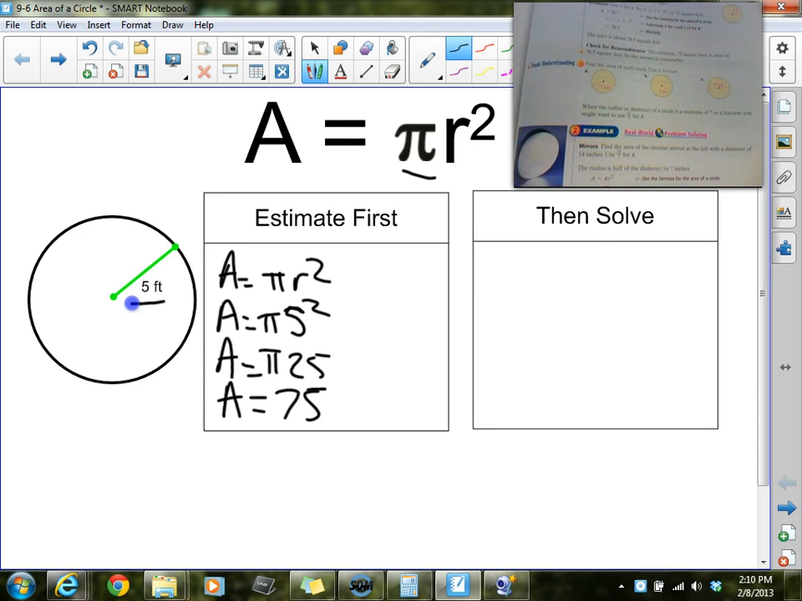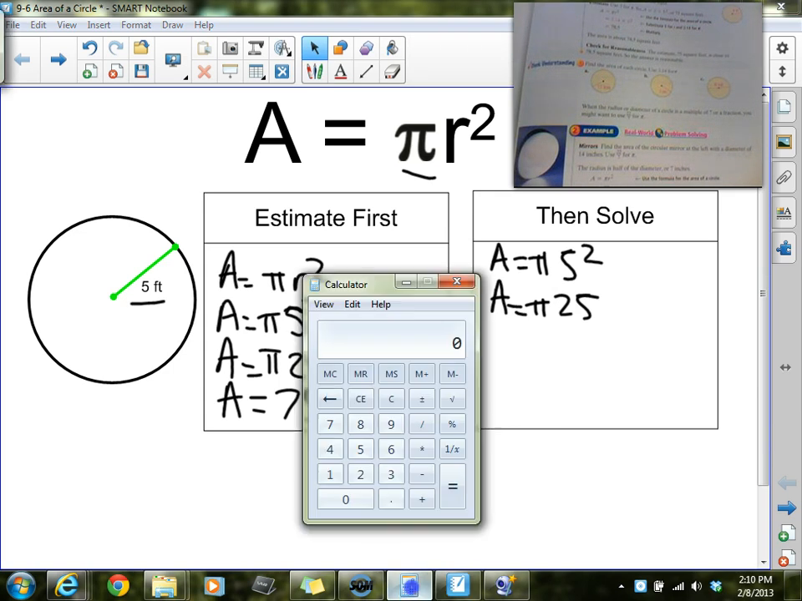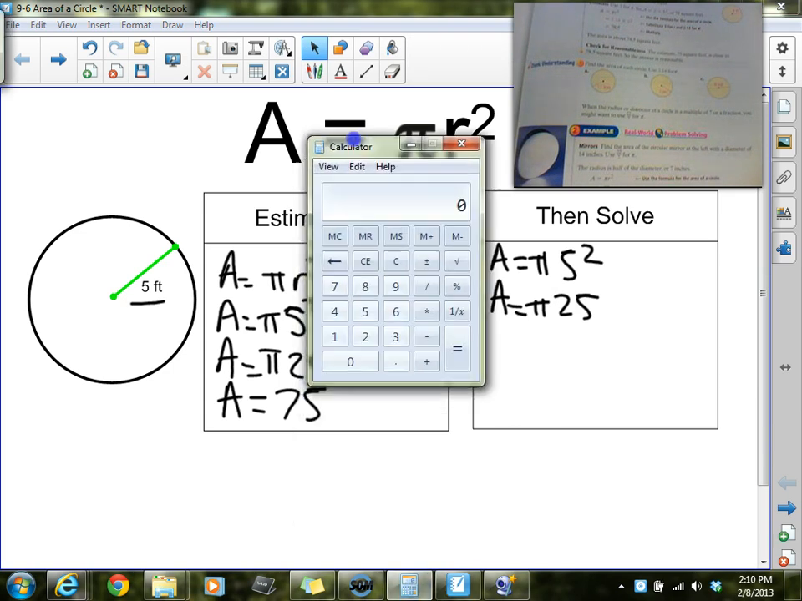Now I'm going to actually solve it. I'm going to use my same formula, A equals pi r squared, so A equals pi and then the radius squared. I already know 5 squared is going to be 25, so A equals pi times 25. Now I'm going to go ahead and pull up my calculator. Remember we did this last class period.